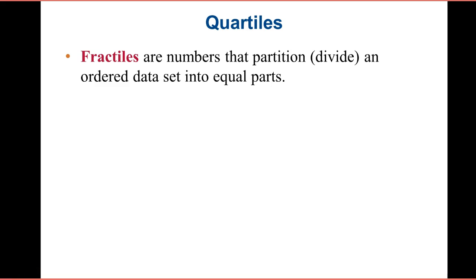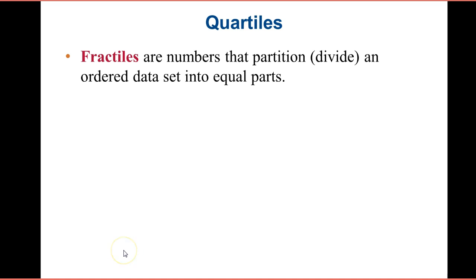Today we're going to be talking about quartiles, interquartile ranges, and how to use StatCrunch to find your different quartiles, and how to do a box and whisker plot. So let's go ahead and talk about what the word fractiles means. They are the numbers that divide your data into equal parts.